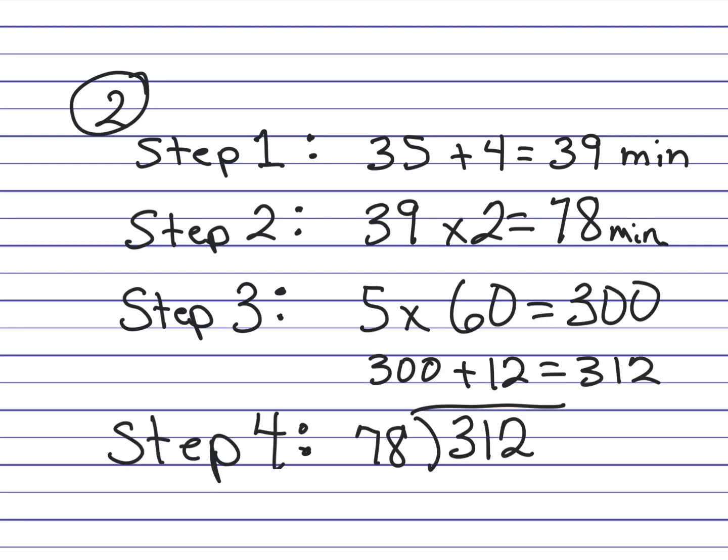Okay, I've put steps 3 and 4 on here for you. And so go ahead and do your division, and that's how many round trips that Juan made to his grandmother's house. And that would be 4 trips, not minutes.